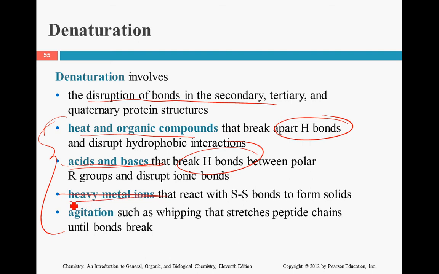Heavy metals tend to break up the disulfides. And you can whip it up, shake it up, agitate it somehow, and that stretches the chains out and the bonds eventually break.